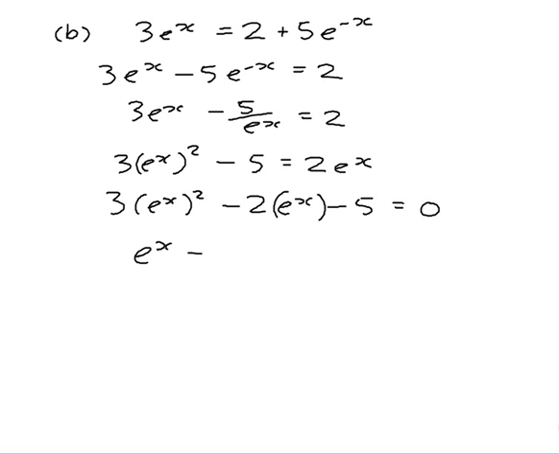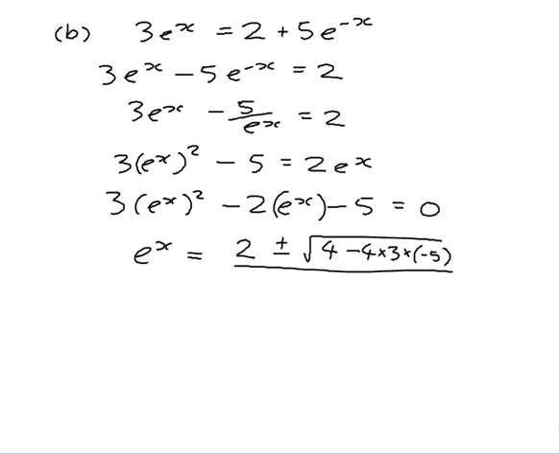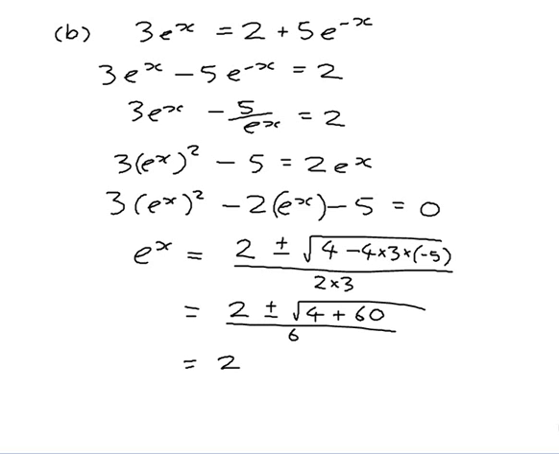e to the x would be equal to minus b, and b is the coefficient of e to the x, so minus minus 2 would be 2, plus or minus the square root of b squared, so that would be 4, minus 4 times a times c, so a is 3 and c is minus 5, all over 2a, so 2 times 3. Okay, so that would be 2 plus or minus the square root of 4. So I've got a minus and another minus, so that'll make a plus. 4 times 3 times 5 is 60, all over 6. So that's 2 plus or minus the square root of 64, all over 6.